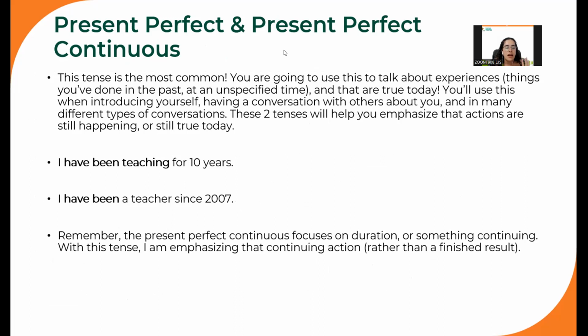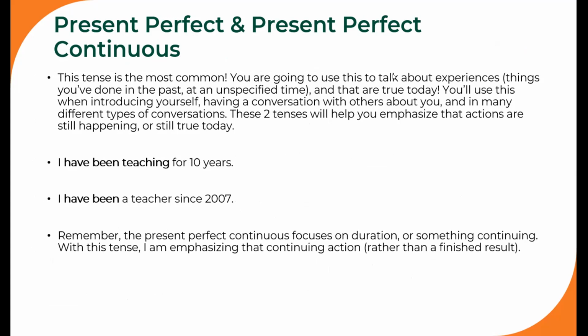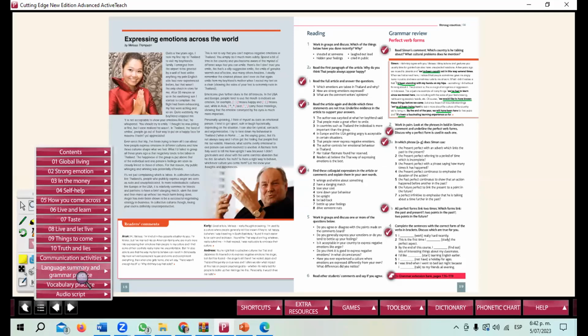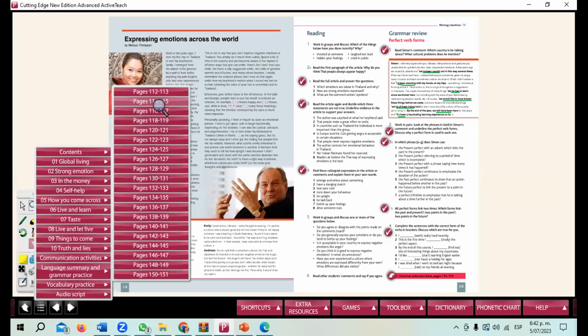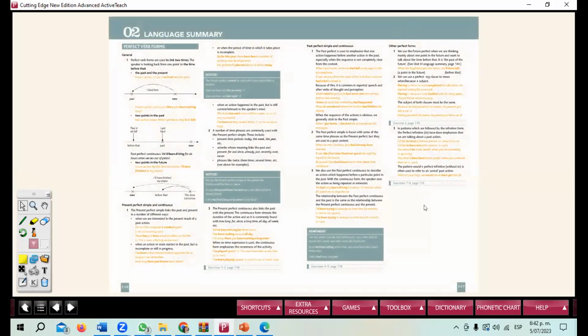So the perfect tenses, present perfect and present perfect continuous, are used to connect experiences from the past that are relevant to the present, or that are incomplete in the present, okay? For that, let's take a look at the grammar box on page 116, I think, over here. Well, this is quite long. We are not going to read all of it, but just so you can identify it, and if you want to read it complete, you can do it, okay? Pages 116 and 117.